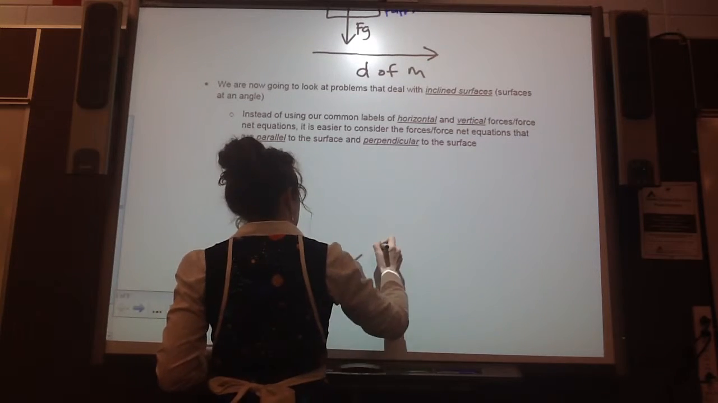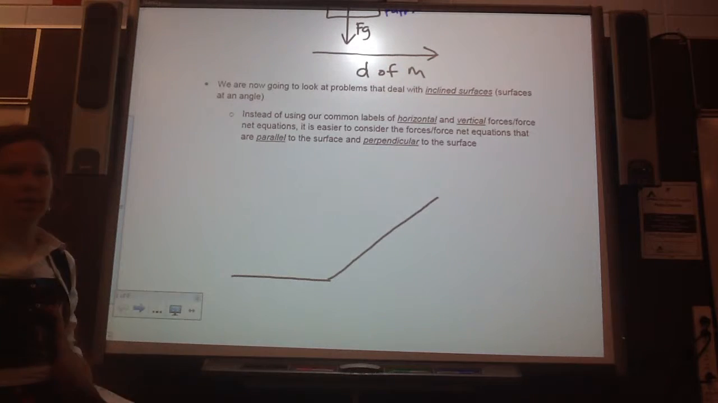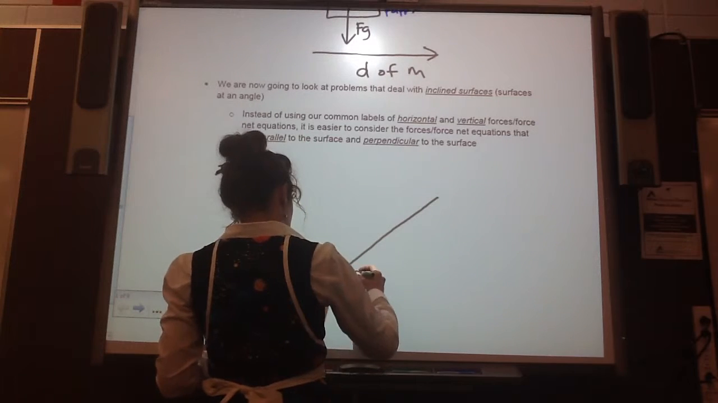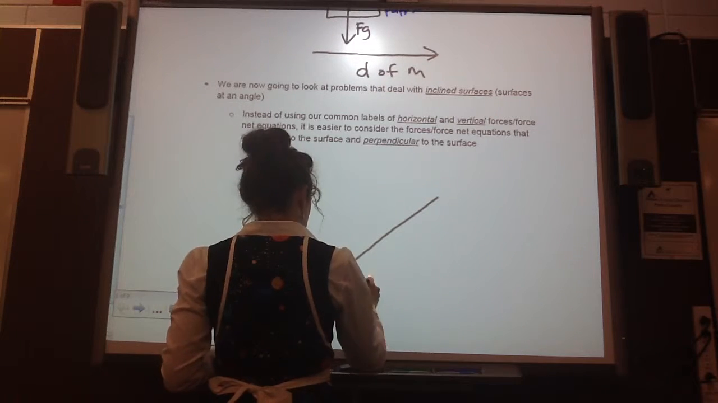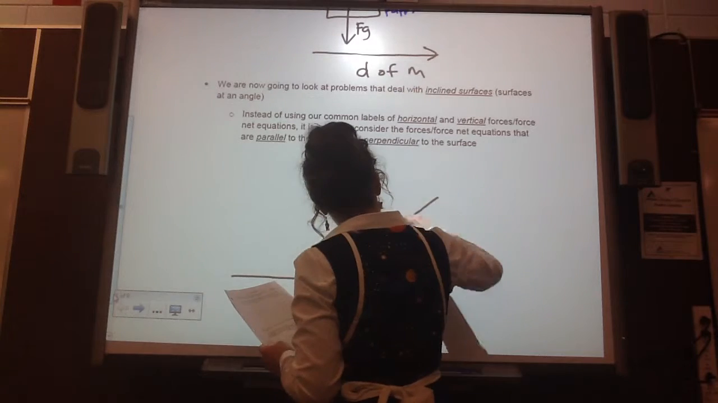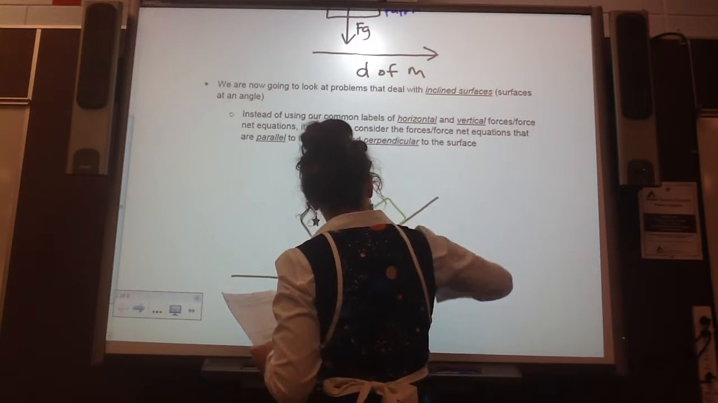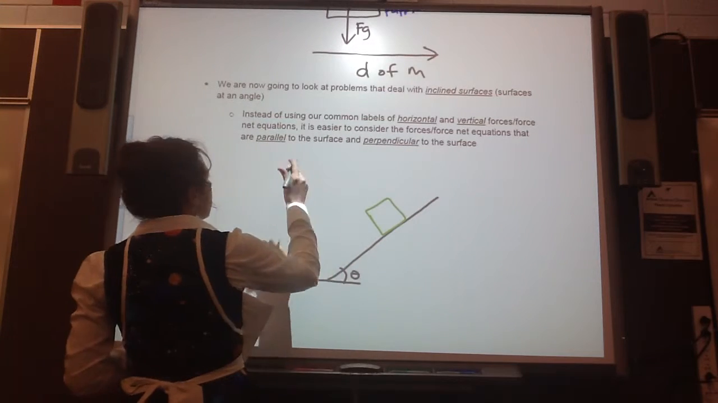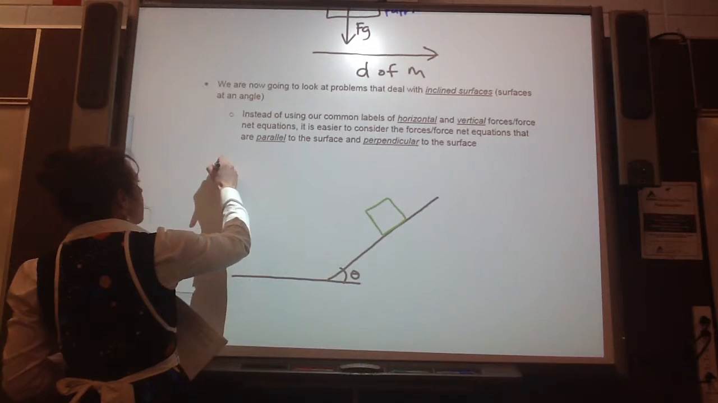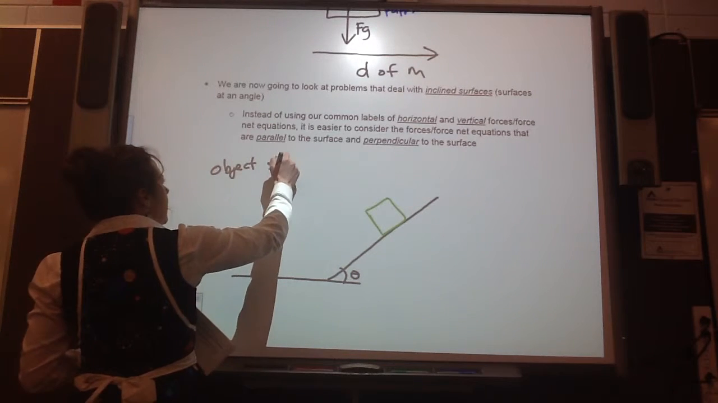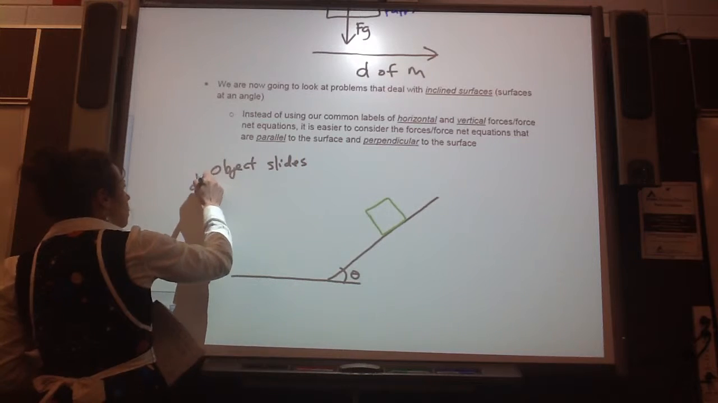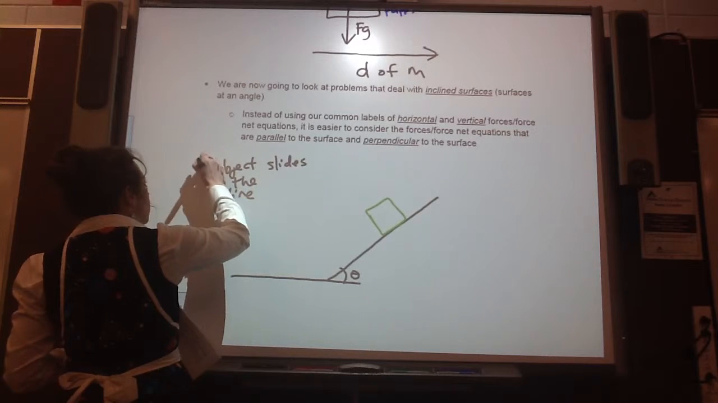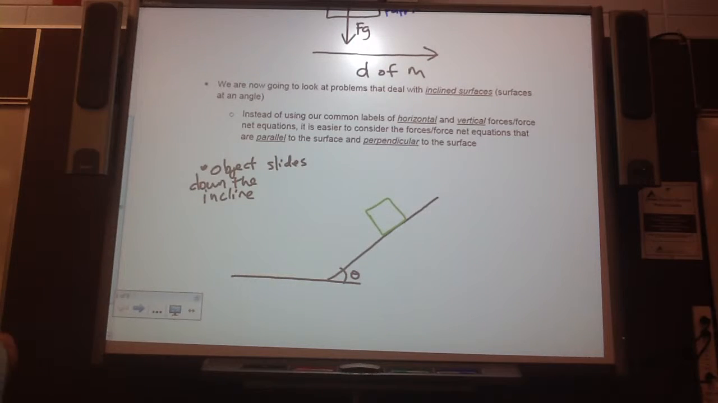So let's say here's my actual surface. This is the angle of the surface. And then draw your object like halfway up. So what we're going to do first is when the object slides down the incline. This is the first kind of thing. Object sliding down the incline.